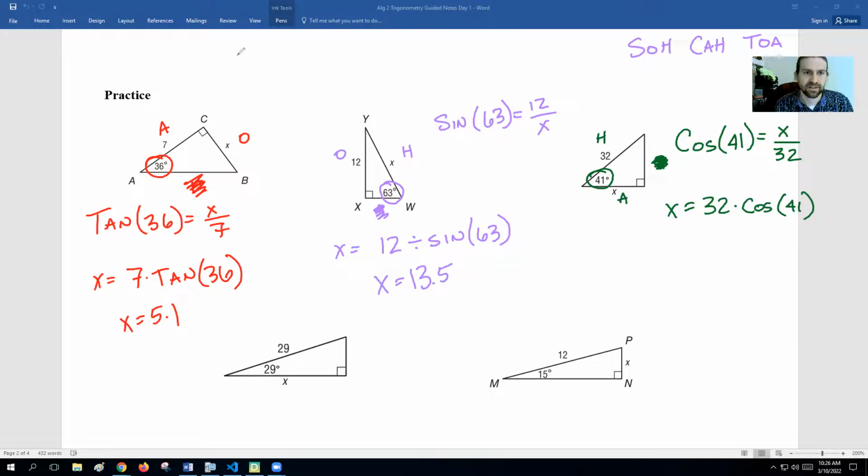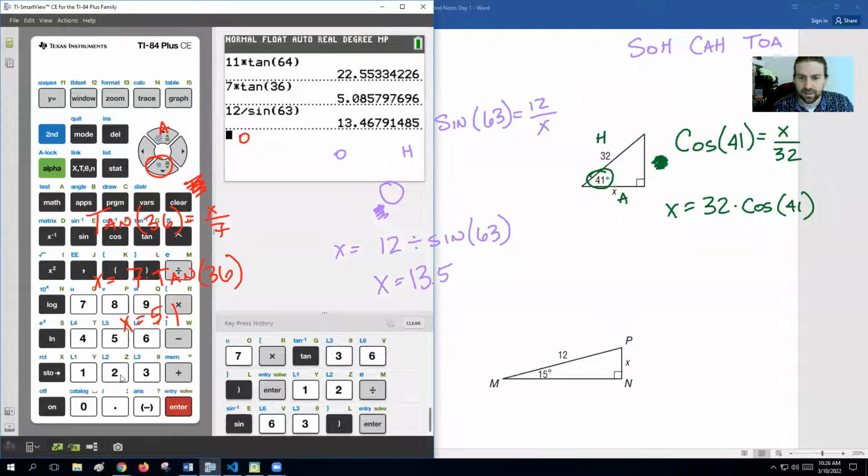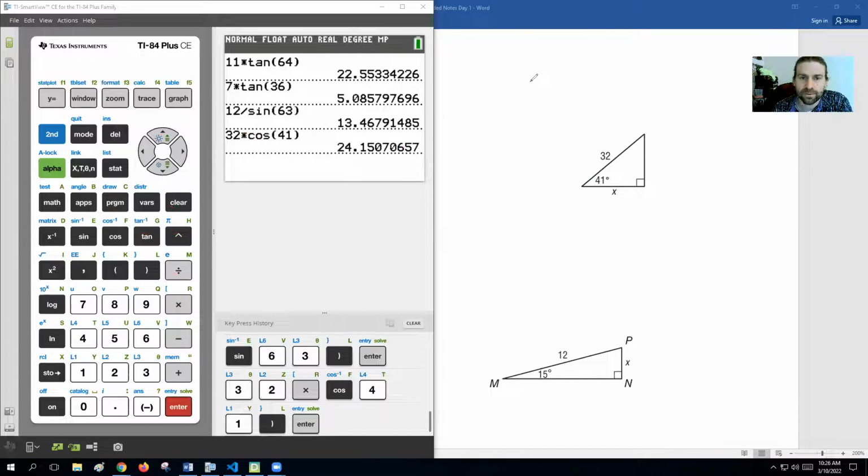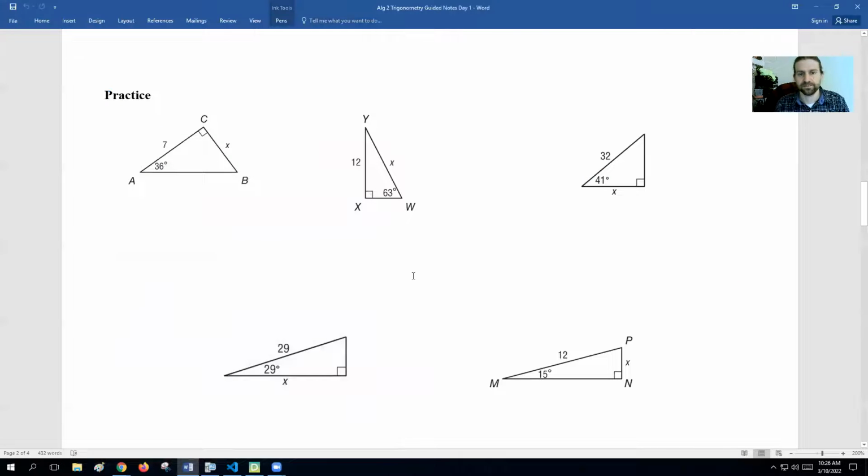All right, so we're going to take out a graphing calculator and look for that answer. So 32 times cosine 41. Enter. We got 24.2. Every single one of these we've had to round up. Oh no, I cleared everything out. Oh well, we'll be good. Wrong button, I pressed. Good thing we're recording this so we can go back and watch the video.